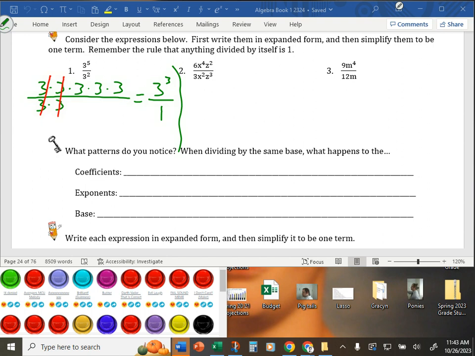Can you just write 3 cubed or do you have to have the over 1? Yes. If you just want 3 cubed, that's perfectly fine. You don't have to put over 1, but you can if you want.